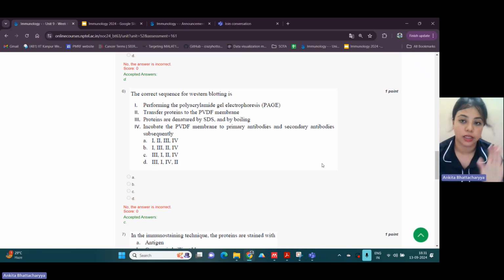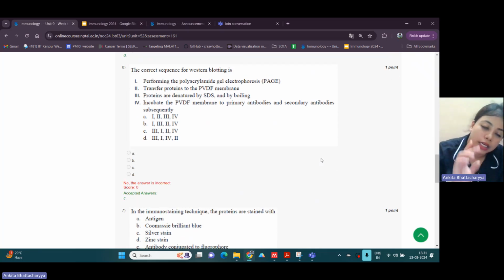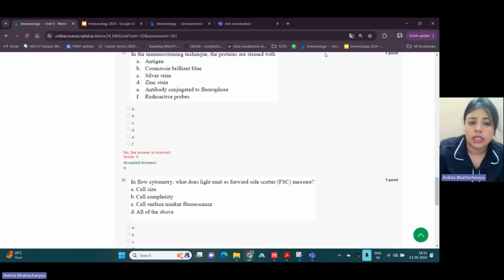Once they have separated, you want them to be transferred from the gel onto the membrane, which you can now use as a solid support. And then finally, you incubate it with the primary antibody of interest and the secondary antibody of interest subsequently, and then utilize it further. So our correct option in this case becomes option C, which is 3, 1, 2, and 4. That is the sequence of events.